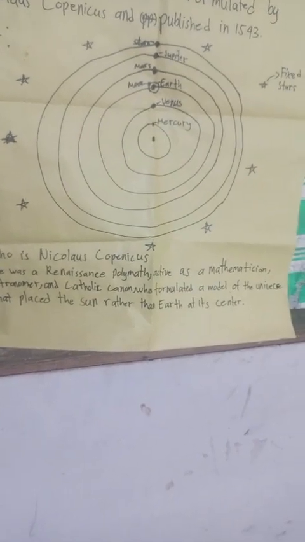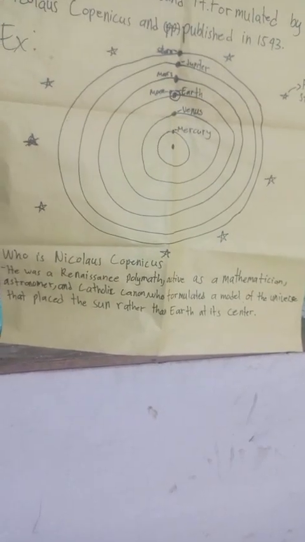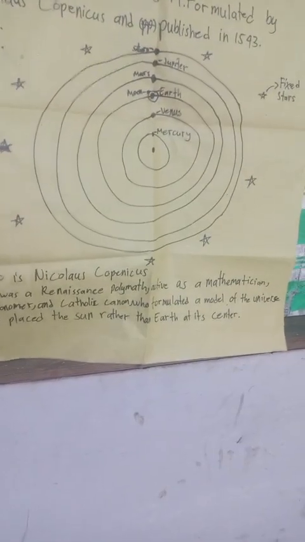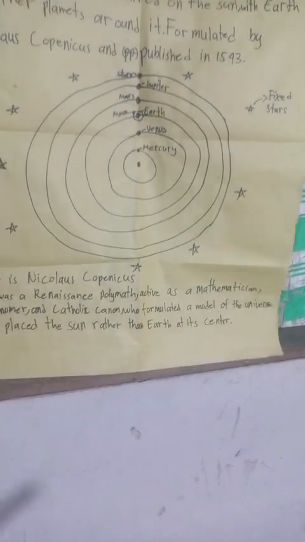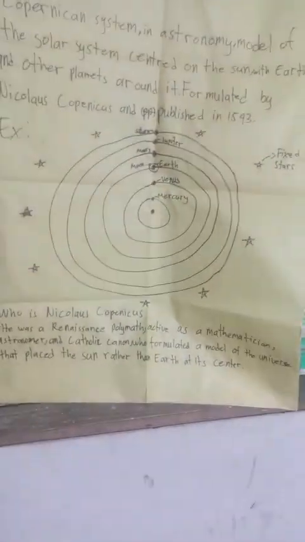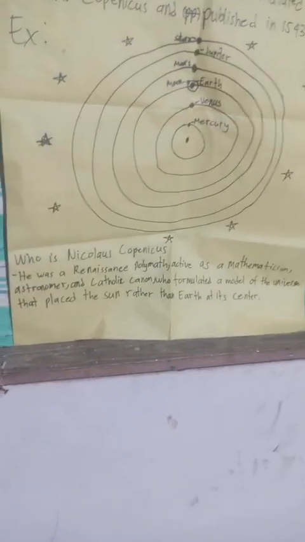He is a Renaissance polymath, active as a mathematician, astronomer, and Catholic canon, who formulated a model of the universe that placed the Sun rather than the Earth at its center. So he formulated a model about the Sun and the solar system, that is the best example. He was also a mathematician, great at calculations, an astronomer, and a Catholic.